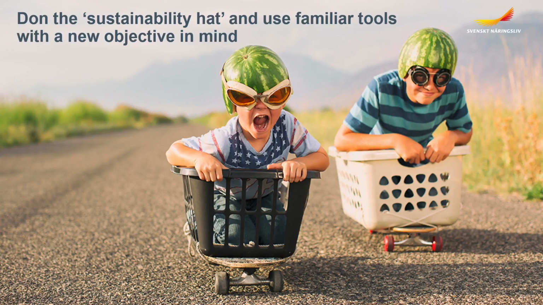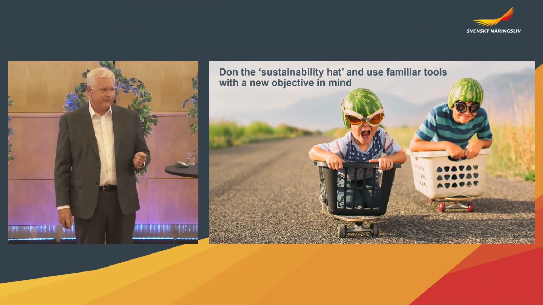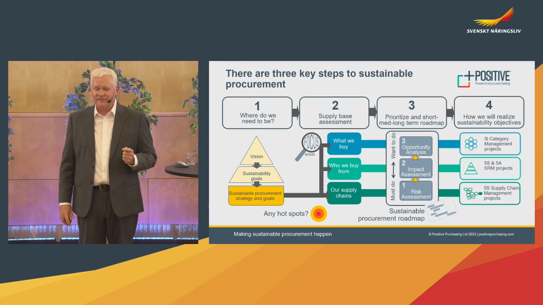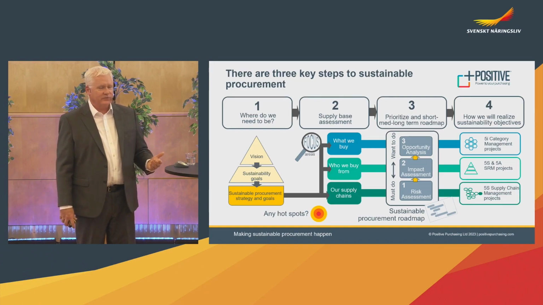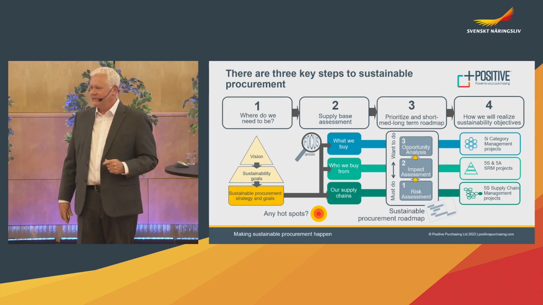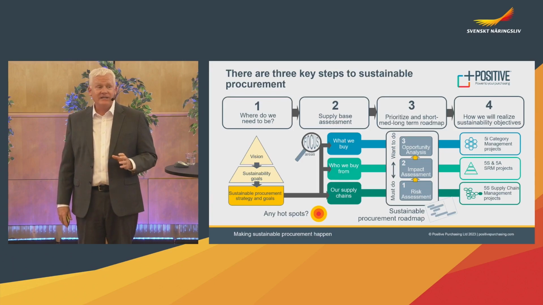And then we've got to put our sustainability hat on, and we've got to get on and do that. And the good news, as I've already said, is this is where we use all of the processes and the approaches and the tools and the things that we know and love if we are doing sustainable procurement, like category management.